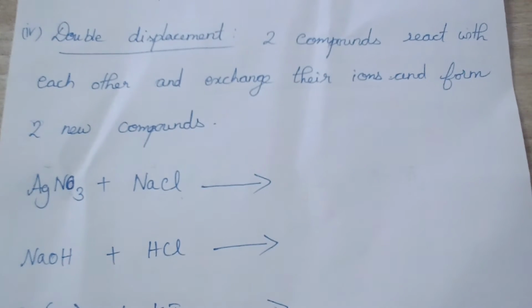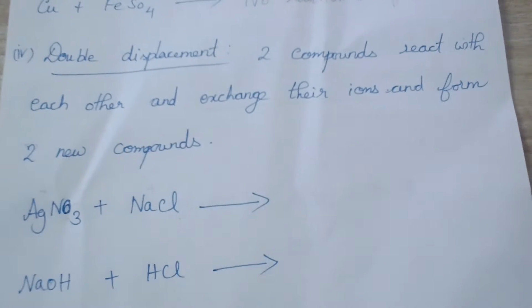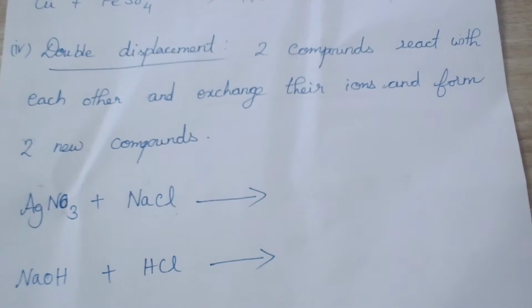Hi dear, this is a continuation of types of chemical reaction. Now we'll see the double displacement reaction. In a single displacement reaction, based on the reactivity of the metals, the elements will be displaced from one another. Okay.